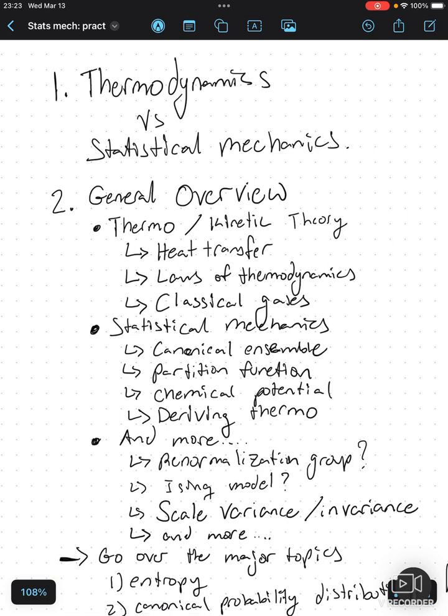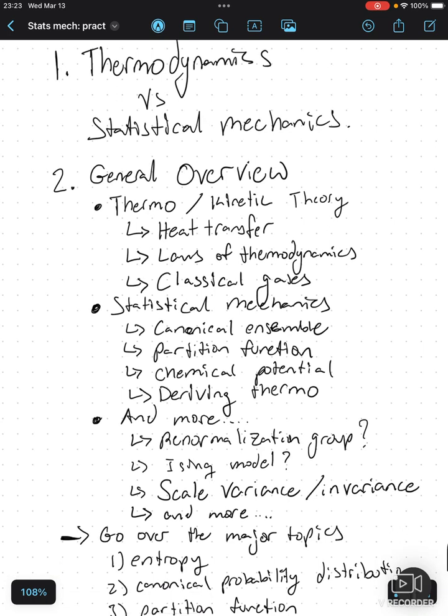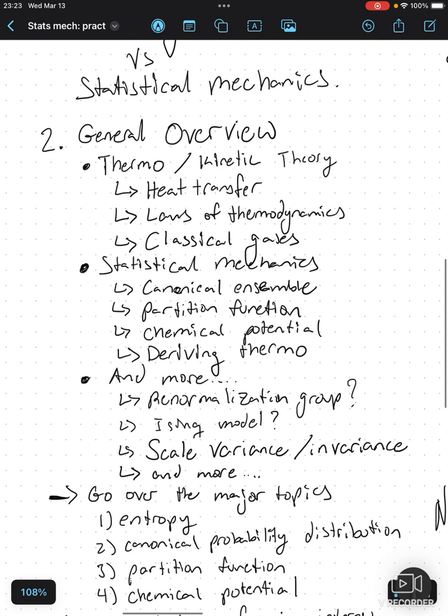And so, a general overview on this. The first part would be thermodynamics slash kinetic theory. So that'd be like heat transfer through convection, conduction, radiation, specifically radiation, I really enjoy. Laws of thermodynamics, from the second law being entropy to more the classical gases and beyond, just classical thermodynamics in general. Then from there, we'll be looking into statistical mechanics, which would be like deriving the thermodynamic laws, the canonical ensemble, the partition function, the chemical potential, and more.